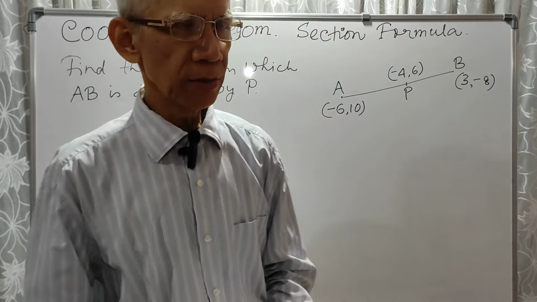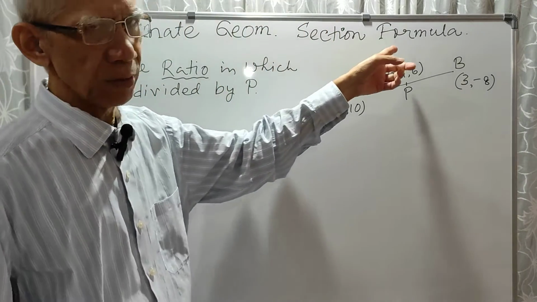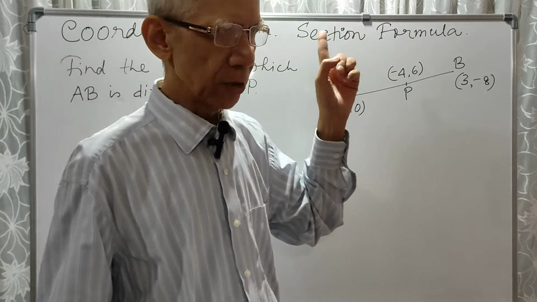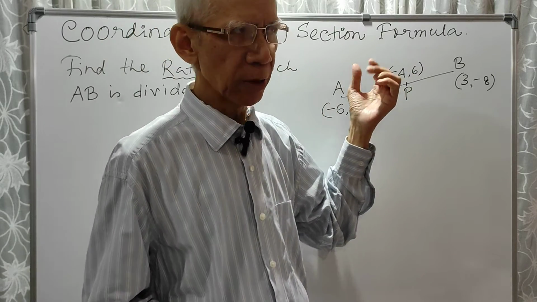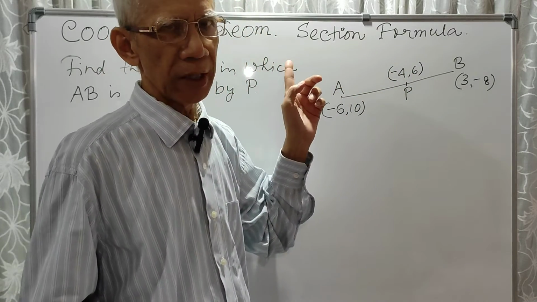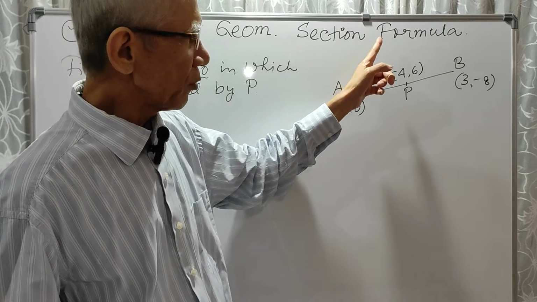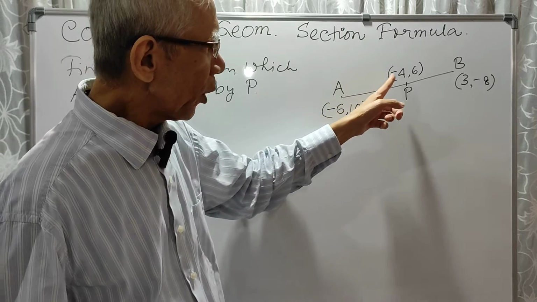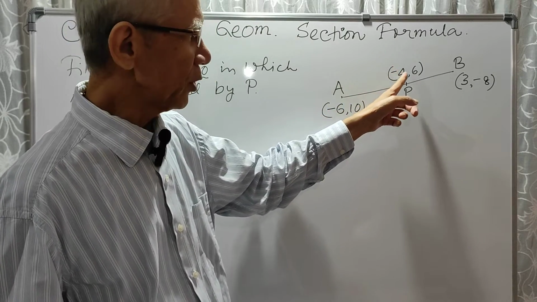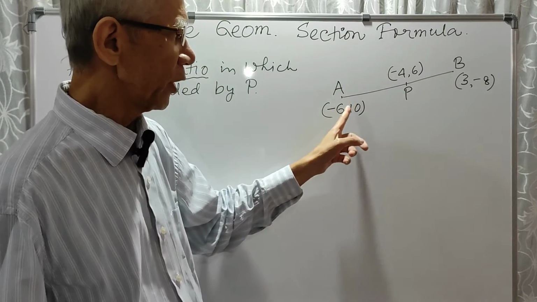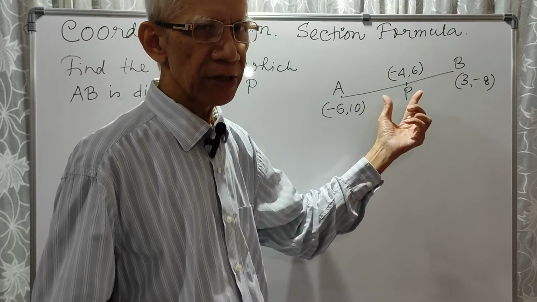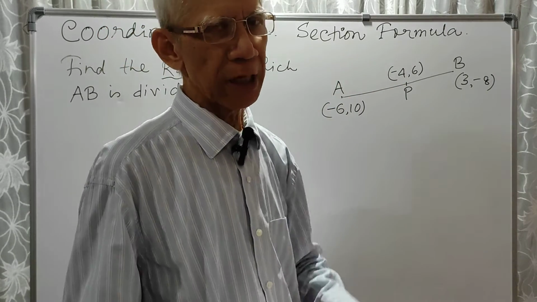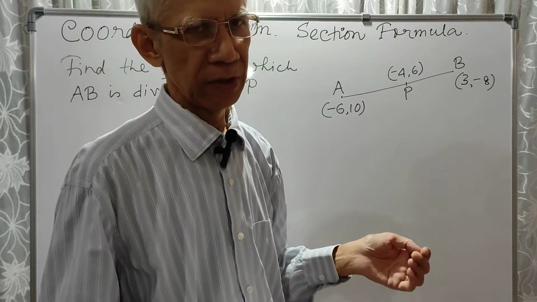My dear students, today I am going to discuss the section formula of coordinate geometry. This is a continuation from my last video which I uploaded 2 days ago. In that video I discussed the section formula, which is used to find a point which divides a given straight line joining two given points in a certain ratio. The ratio was given, we had to find the point. Today what I am going to show you is the converse.